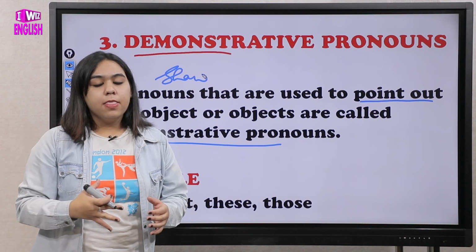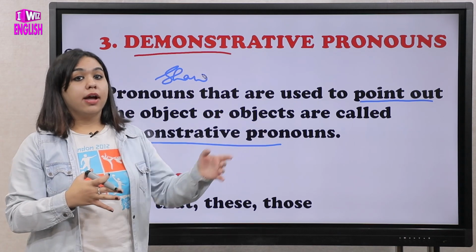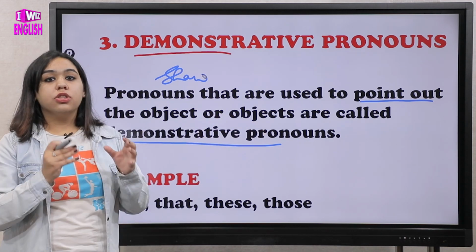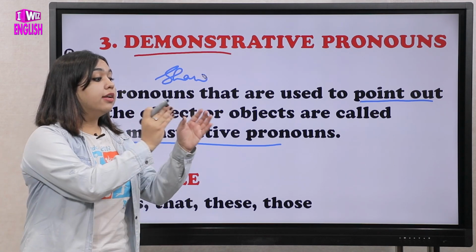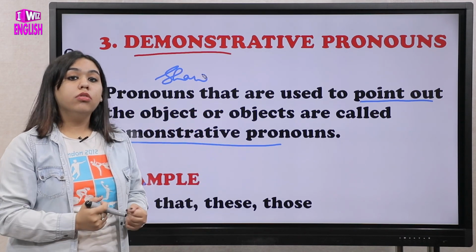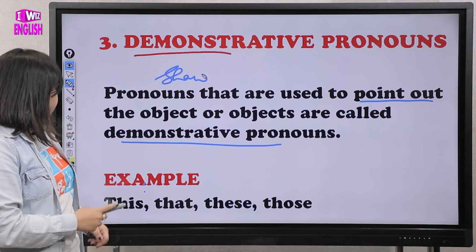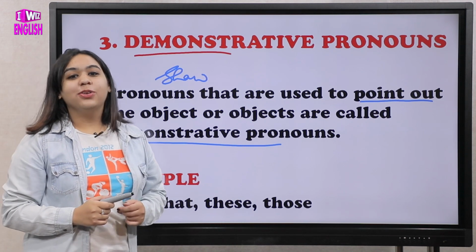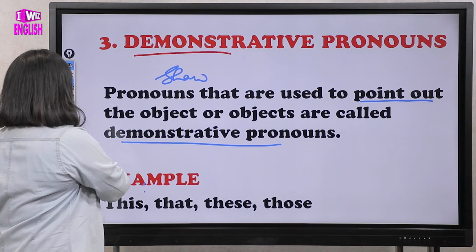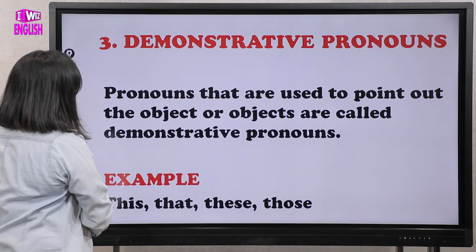For example, that is my bag. This is my car. So this and that both here are demonstrative pronouns. I am showing that that is my thing, that belongs to me. So some examples are this, that, these and those. I hope that this is clear to you, and let's move forward.